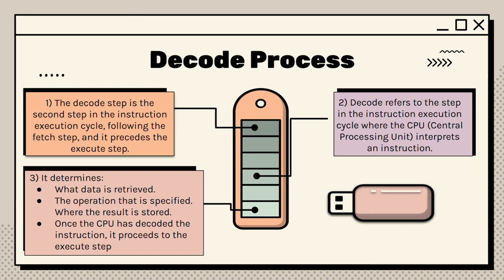Hi everyone, I am Yash Bhalarao. I will be explaining the decode process. The decode step is the second step in the instruction execution cycle, following the fetch step, and it precedes the execute step. Decode refers to the step in the instruction execution cycle where the CPU interprets an instruction. It determines what data is retrieved, the operation that is specified, and where the result is stored. Once the CPU has decoded the instruction, it proceeds to the execute step.